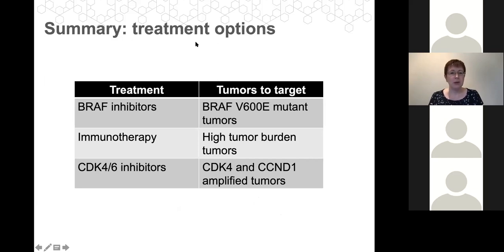In terms of treatment options for the rarer subtypes, there are subsets which could be targeted: the BRAF V600 mutant tumors for immunotherapy, those high tumor burden tumors, and for CDK4 and 6 inhibitors, the CDK4 and CCND1 amplified tumors.